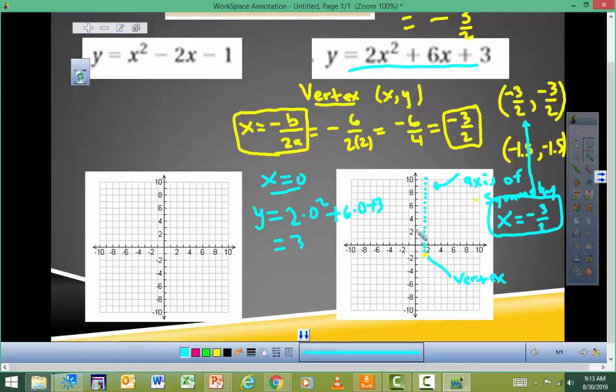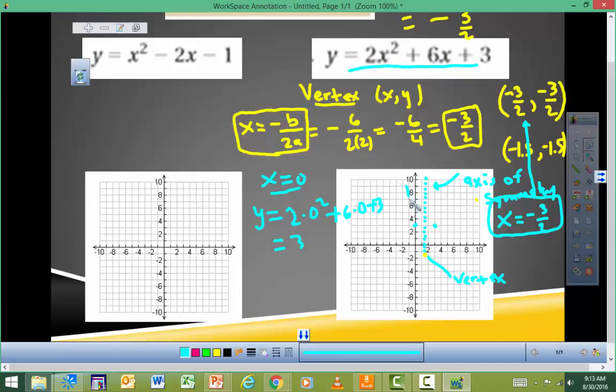So when x is equal to 0, y is equal to 3. So there's a new point, and that's 1.5 units from my axis of symmetry. So if I go 1.5 units over here, I'm at x equals 3. I can get a mirror image point. And so now I have an idea how this graph goes.